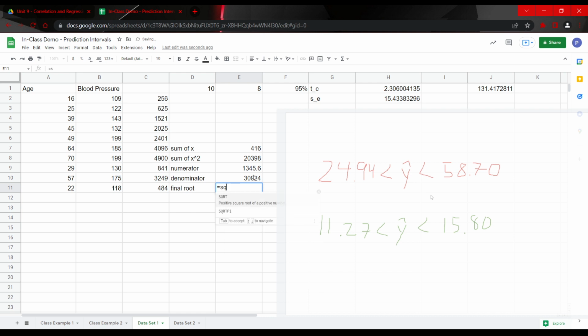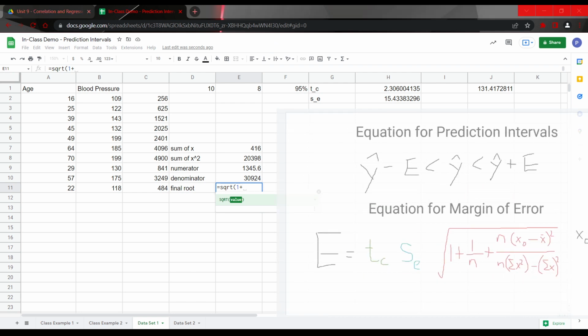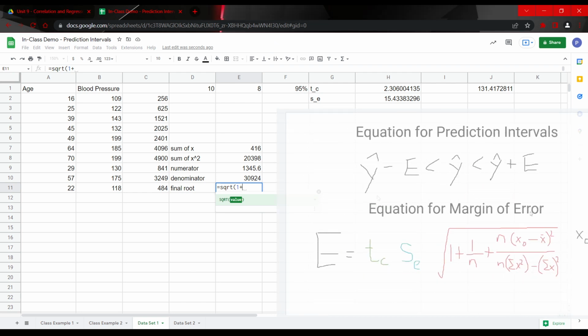Final square root is equal to 1 plus, let me go back and look at the formula. So 1 plus 1 over n, so 1 over 10, plus the numerator divided by the denominator of this weird fraction. My margin of error is going to be these three numbers multiplied by each other, so this times this times this. 38.05.